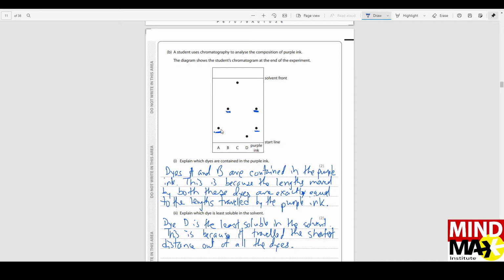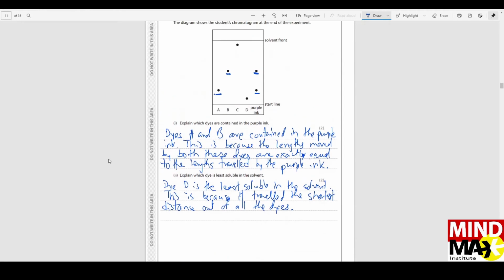Explain which dye is least soluble in the solvent. So the one which has traveled the least is the least soluble. Of course D is the one, because it has traveled the least. The heavier it is, the more difficult it is to move, and the lighter it is, the easier it is to move. Because it is heavy, it doesn't dissolve so easily, so it's not that soluble. It doesn't move so much.